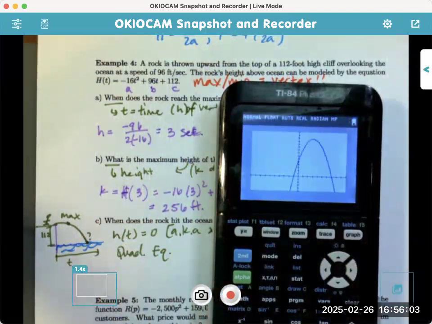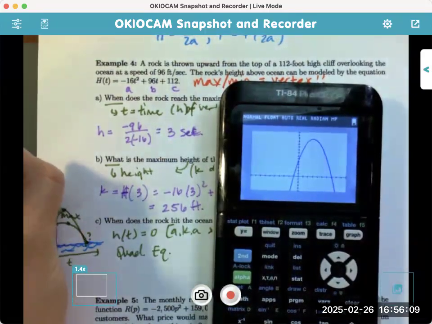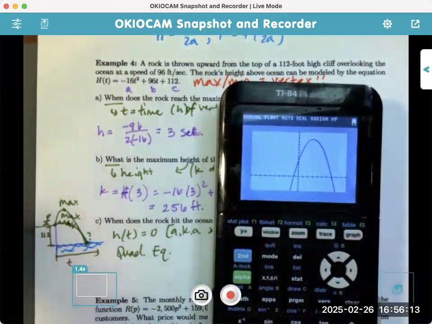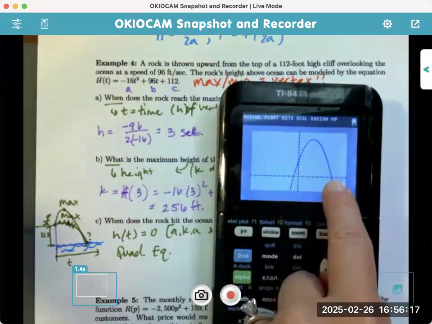Okay, so we kick the rock up. Maybe I should change this a little bit. We kick, there we go. Here's my max. We kick the rock. We're so strong. Okay, so how do I find this point right here?